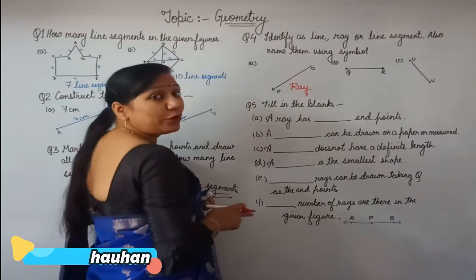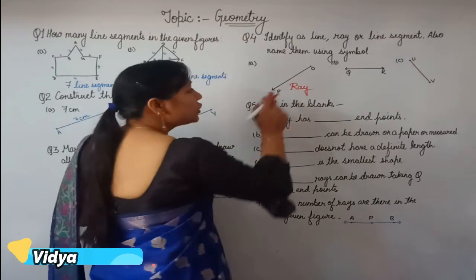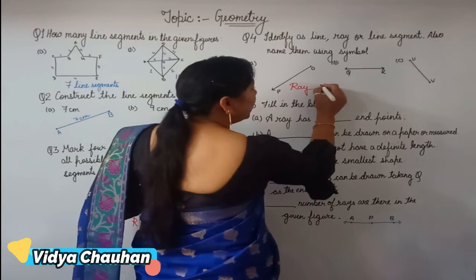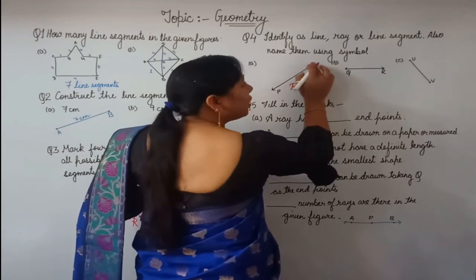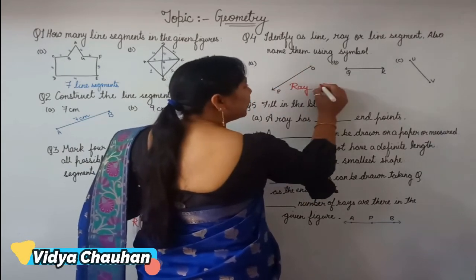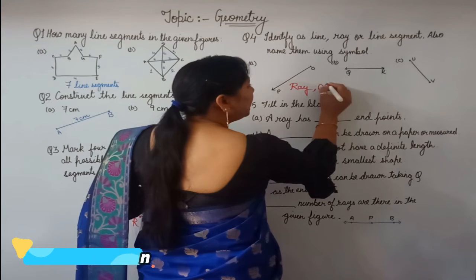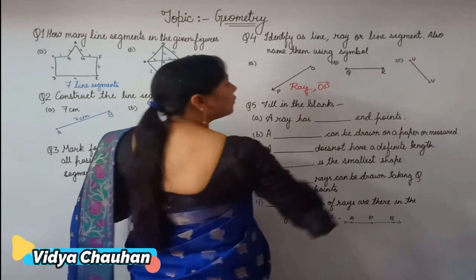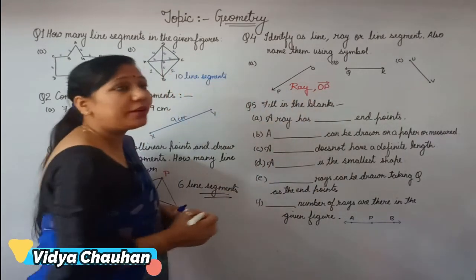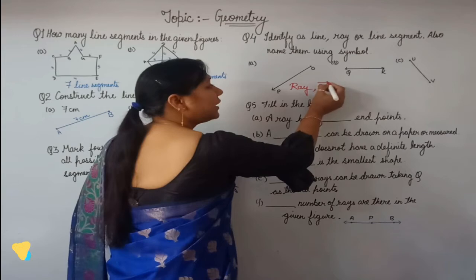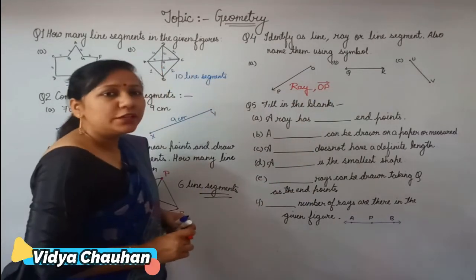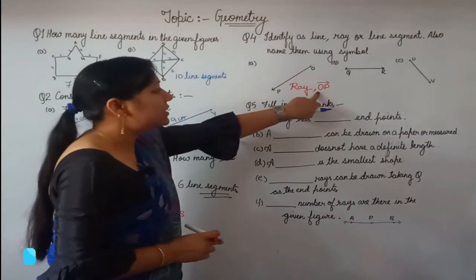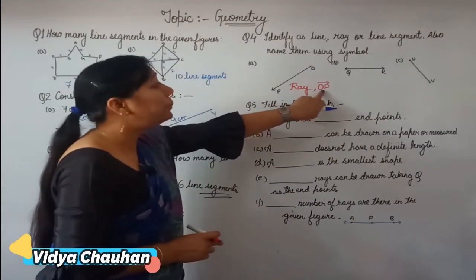And then you have to name it. Right students? So naming of this will be from the fixed point to the extendable point. So that is OP, and use the symbol of ray. This is the symbol of ray: one point is fixed and another point with an arrow. So it's a ray and it is written as ray OP.